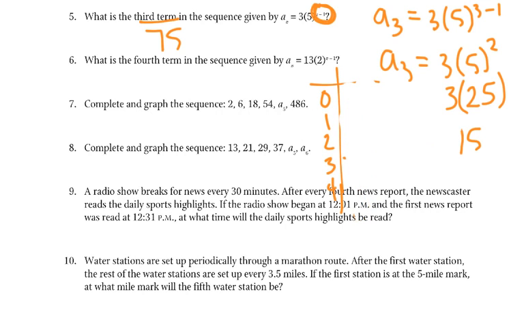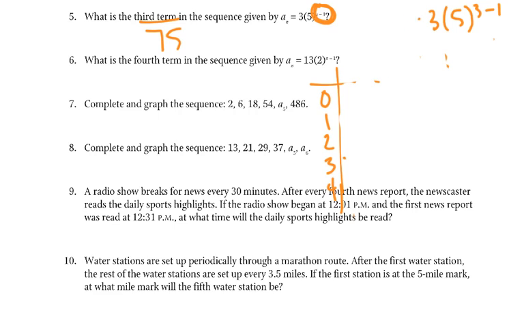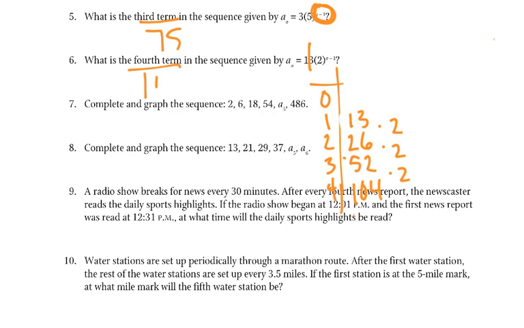Okay, number 6, it's the same idea, right? We're going to the fourth term this time, but you've got the n minus 1. So our first term is actually 13, that starting number. And we're timesing by 2 each time. So that'd be 26, that'd be 52, right? And then we would get 104. So our fourth term would be 104.